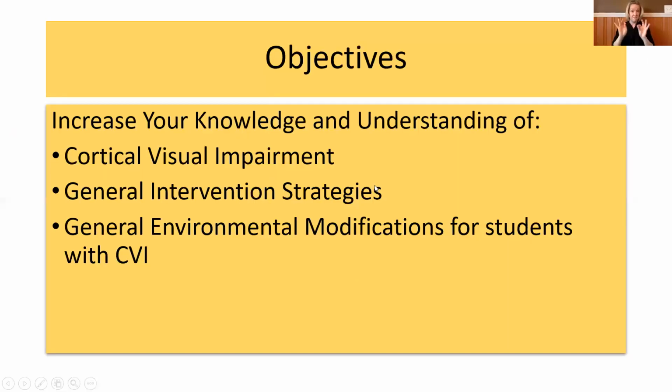Okay. CVI is the brain not understanding what the eyes can see. Love it. All right. Our goal for you today is that we will help you increase your knowledge and understanding of cortical visual impairment. We're going to give you some general intervention strategies and some general strategies for modifying the environment for your students with CVI, if we ever get back to school.